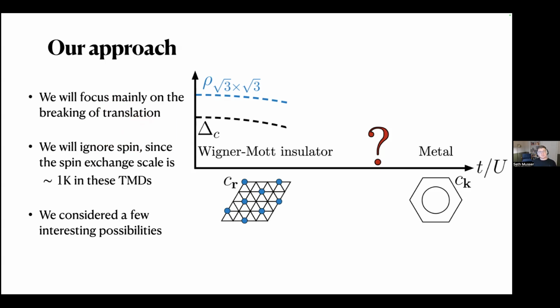I claim that this is not a big deal because the spin exchange scale in these things is actually very small, around 1 Kelvin, measured with a Curie-Weiss plot looking at magnetization. That kind of makes sense because if you think about the virtual exchange process that would be necessary to create a Heisenberg coupling, it's very, very small because these electrons are quite separated. The Moiré scale is some nanometer scale. And then once you have a further breaking of translation, it's going to be even larger.